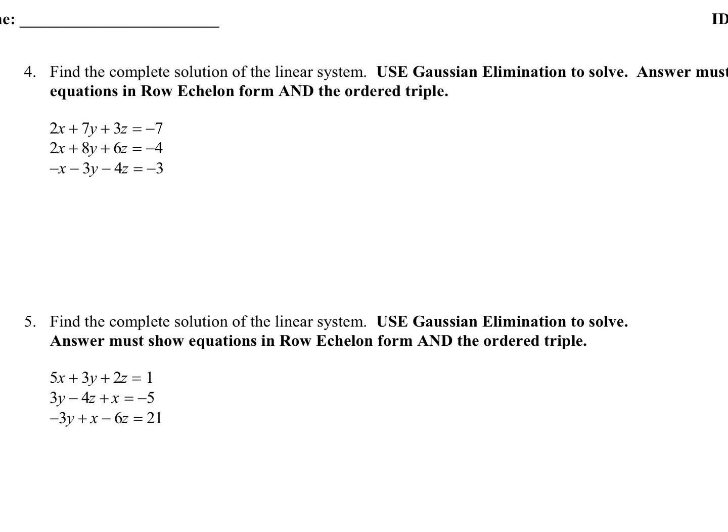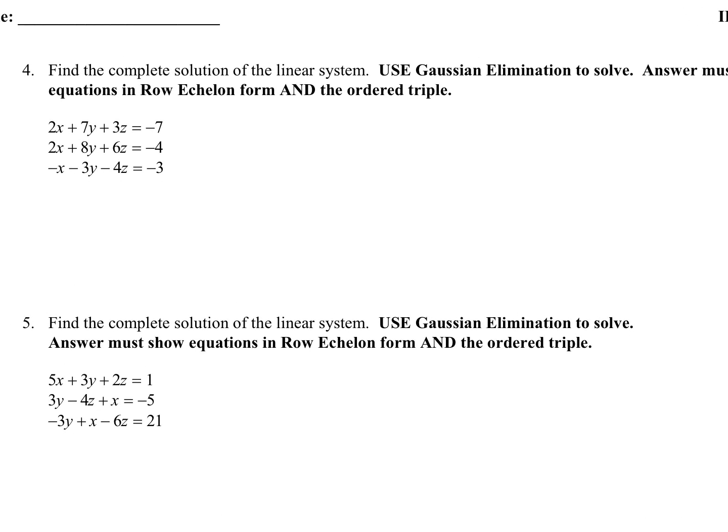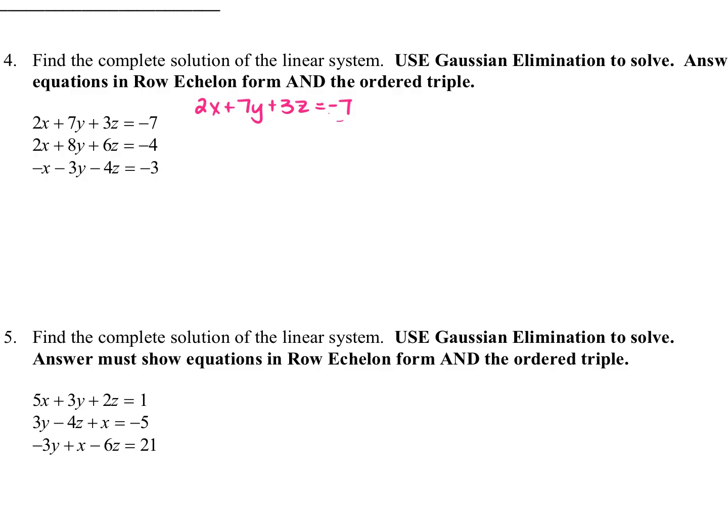I'm going to start using the first two, and I'm going to get rid of your x's out of there. So we're going to have 2x plus 7y plus 3z is equal to negative 7, and 2x plus 8y plus 6z is equal to negative 4. I'm going to subtract these, so I'm going to change the sign on each of those terms and then combine like terms.